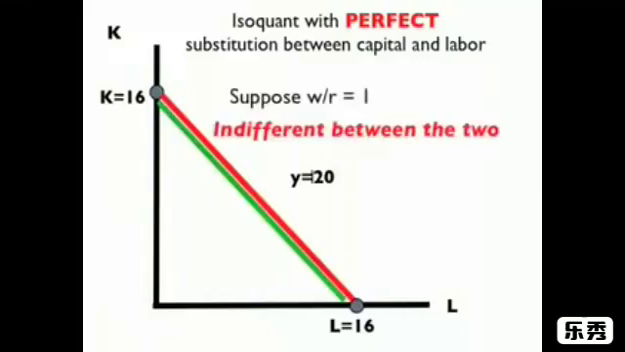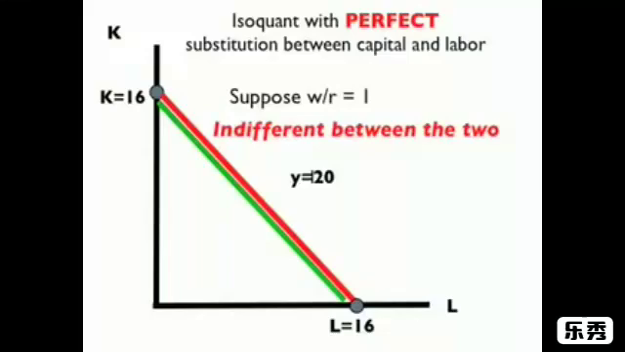In that event, the firm would be indifferent between any combination of capital and labor that happened to be on the red line. Use 16 units of capital, no units of labor, 16 units of labor, no units of capital, or any combination in between. As long as it fell on the red line, the combination of capital and labor, the firm would be happy to purchase that amount of capital and labor. But this is a razor's edge.